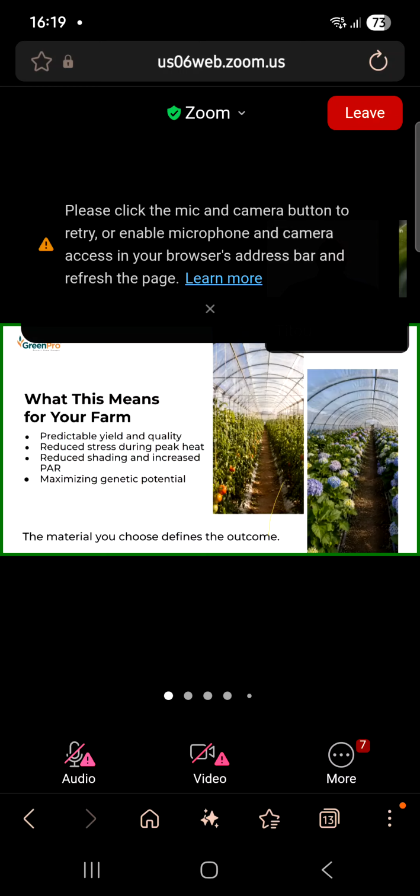Just to recapitulate, what does this mean? What does Optisun actually do for you? You get a more predictable yield and quality. This is very important if you have takedown volumes. You have a reduction of peak heat stress as a passive technology. You don't have so much reliance on your active climate mitigation strategies.